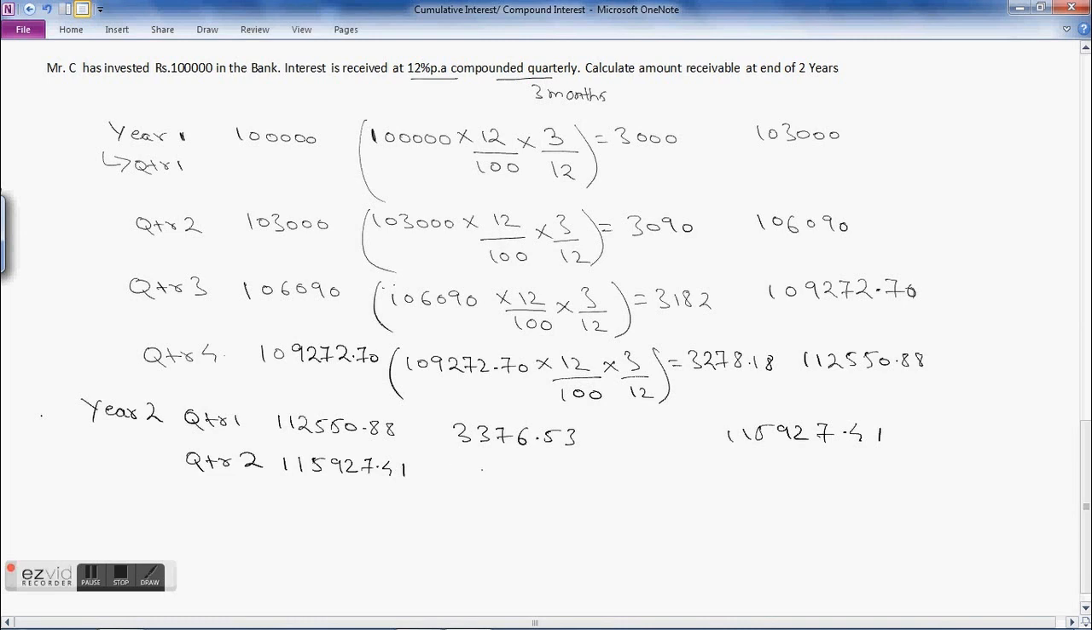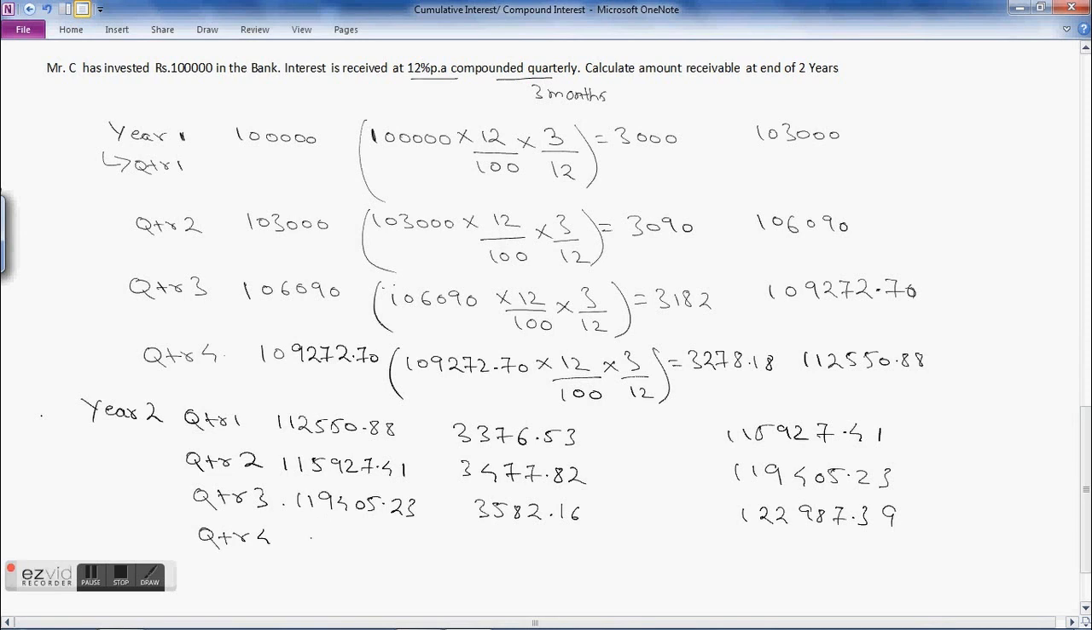Then quarter 2, 115,927.41. On that, the interest at the rate of 12% for 3 months comes to 3477.82. So your total amount here comes to 119,405.23. Then quarter 3, the amount is 119,405.23. Total interest comes to 3582.16, and total amount is 122,987.39.